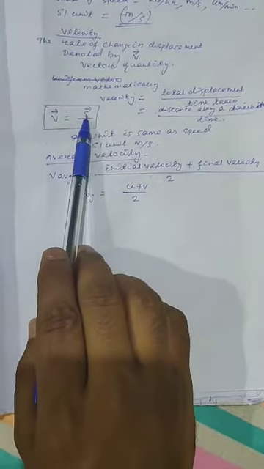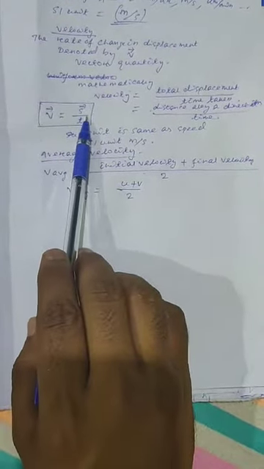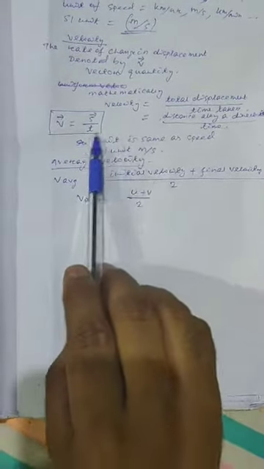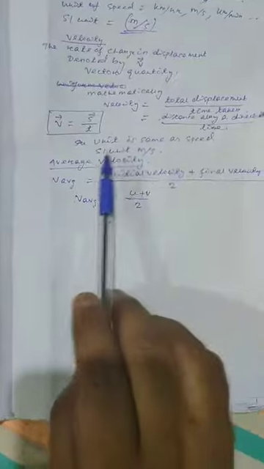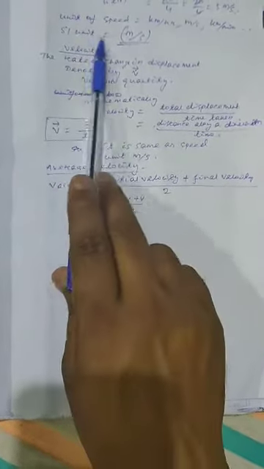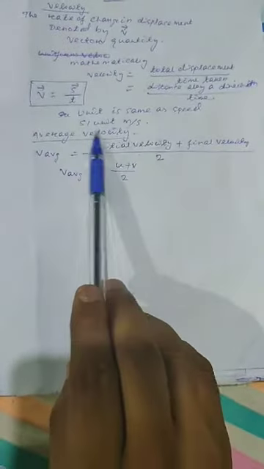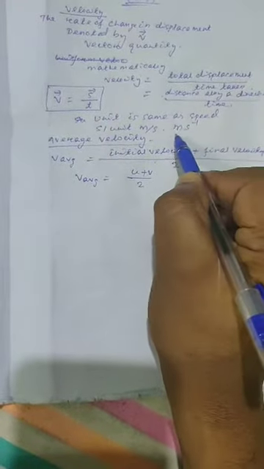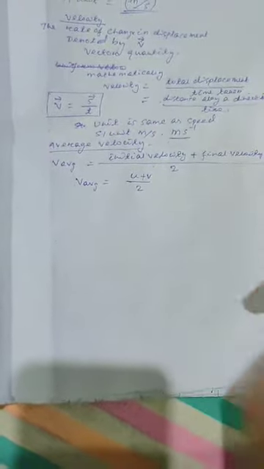Mathematically, velocity is equal to total displacement by time taken, which is written as v arrow is equal to displacement s arrow by time taken. The unit of velocity is the same as speed. The SI unit of speed is meter per second, so the SI unit of velocity is also meter per second, or sometimes written as meter second inverse.